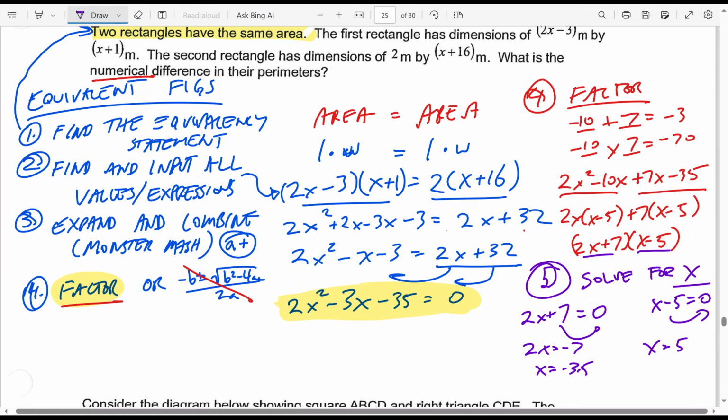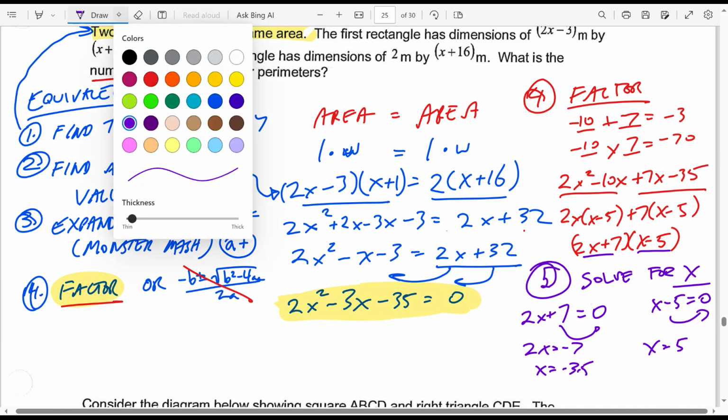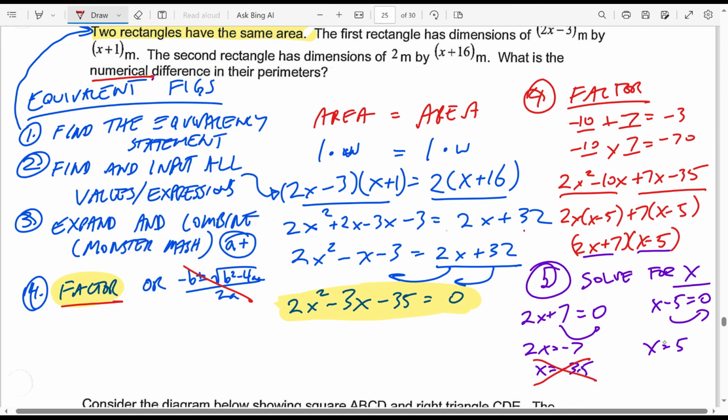The negative 3.5. Because negative 7 divided by 2, that'd be 3.5. Half of 7. Wait, yeah, you're right. Half of 5, 2.5. Half of 7, 3.5. So if you weren't listening right now, because I know you guys are frantically writing down, this guy right here is the one that I would reject. That's the one that I would accept.